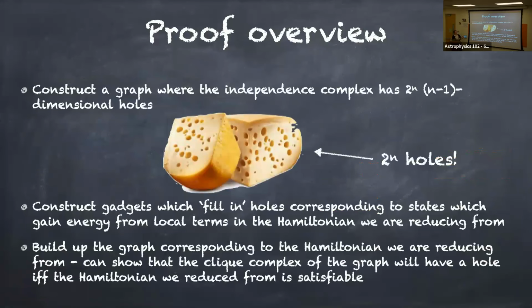And so very briefly, the way to prove this is essentially constructing a graph that encodes the Hilbert space of n qubits, and then filling in holes in this graph corresponding to states that don't satisfy the Hamiltonian we're interested in. So this gives us a reduction from the problem of whether or not a Hamiltonian is satisfiable to whether or not a clique complex has a hole. And this allows us to show that this problem is quantumly hard.